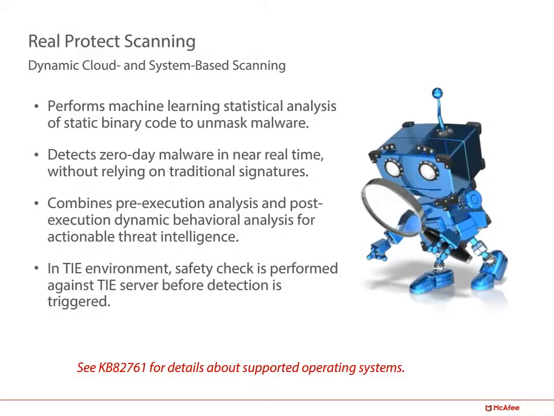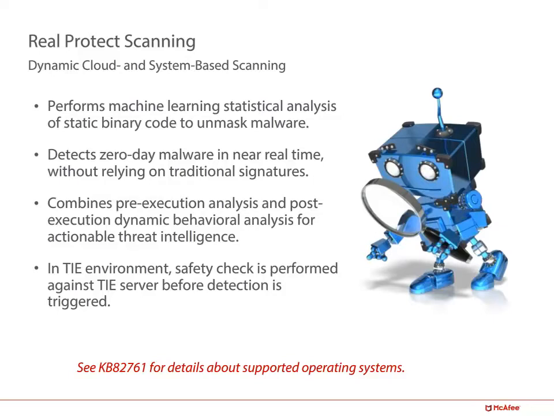Real Protect combines pre-execution static analysis and post-execution behavioral analysis to stop more malware than any signature-based or static-only solution. It applies state-of-the-art machine learning techniques to identify malicious code based on both an in-depth assessment of its static features, the pre-execution analysis, and what it actually does, the dynamic behavioral analysis, all without signatures. The signature-less classification is performed in the cloud and therefore maintains a small client footprint while providing near real-time detection.